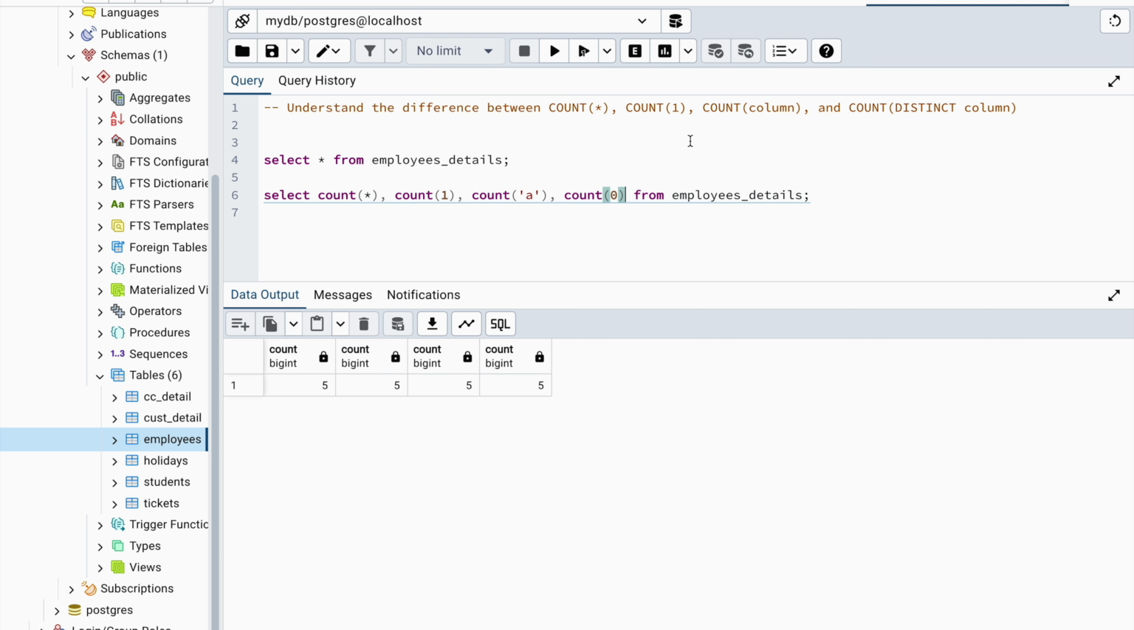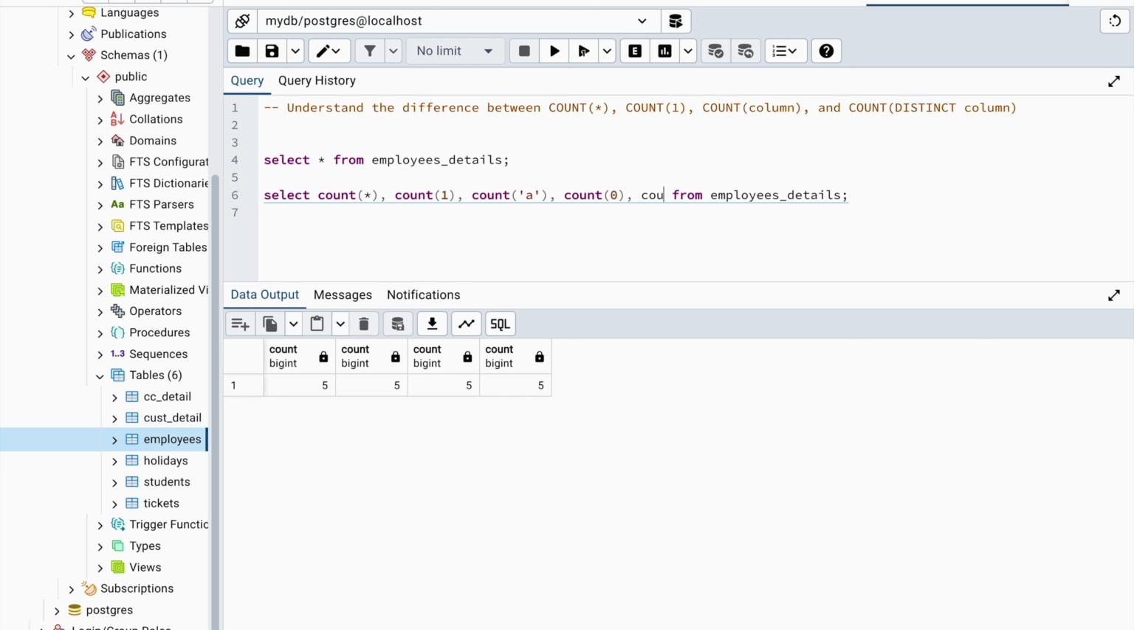So let's discuss count column. Count column is similar to count star, but the only difference is that it would not take into consideration the null values. So if the column has null values, it will not count them and will simply give the count of the values which are not null.